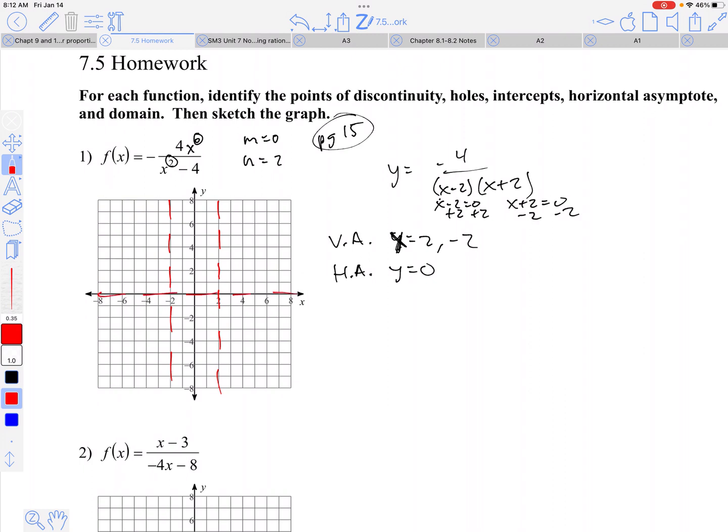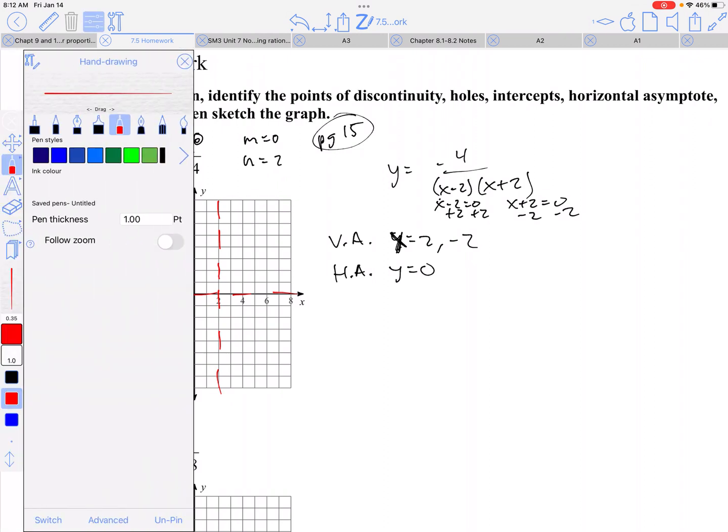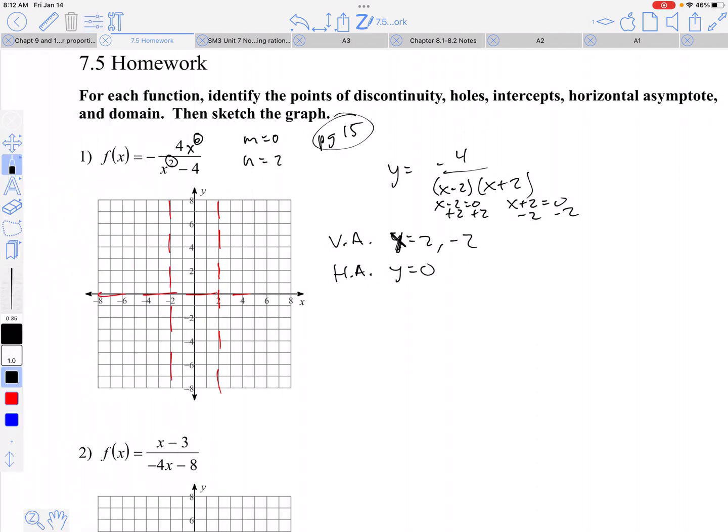Which means there's going to be no x-intercepts. And you can tell because there's no x values in the numerator also. So now I'm going to check my y-intercept. And I do that by taking the original equation, which is the same. I mean, you can take the factored form too, but I'm going to take the original. And I'm going to replace all the x's with 0. So I'm going to have negative 4 over 0 minus 4, which is negative 4. It's going to go to 1. So I have a y-intercept at 1.